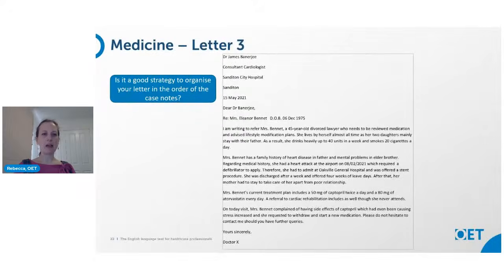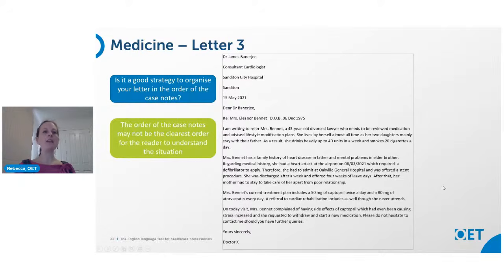That's correct. So it's important to consider the reader's needs when writing your letter. And this means combining notes together into sections on one topic. This letter works through the case notes from start to finish, which is why we have the social history combined with the introduction, and then a paragraph which starts by describing the patient's family history, and that's then combined with events which occurred at the airport on the 8th of February.